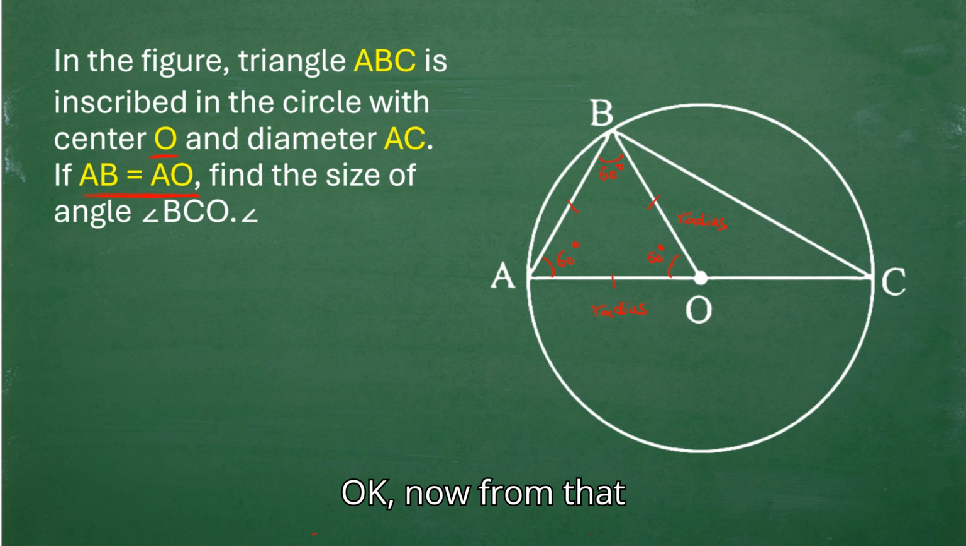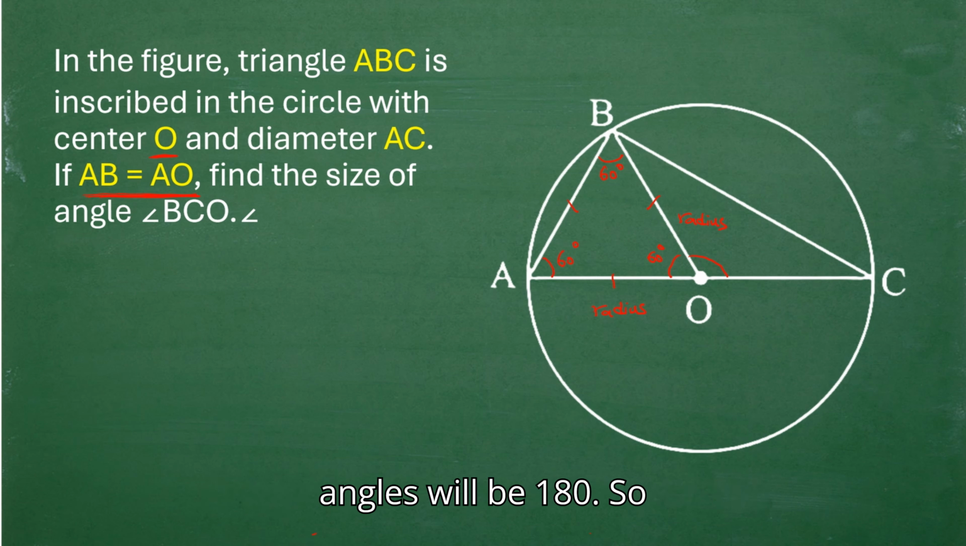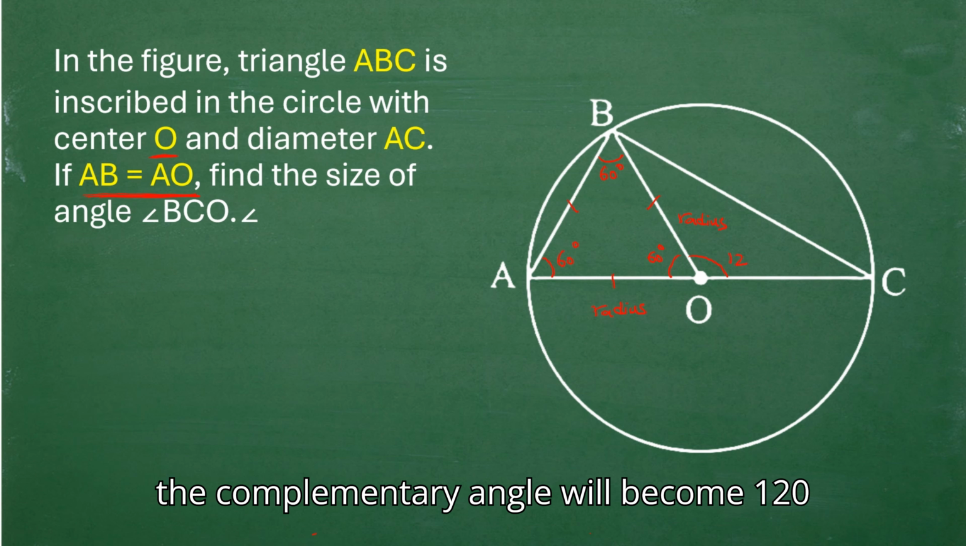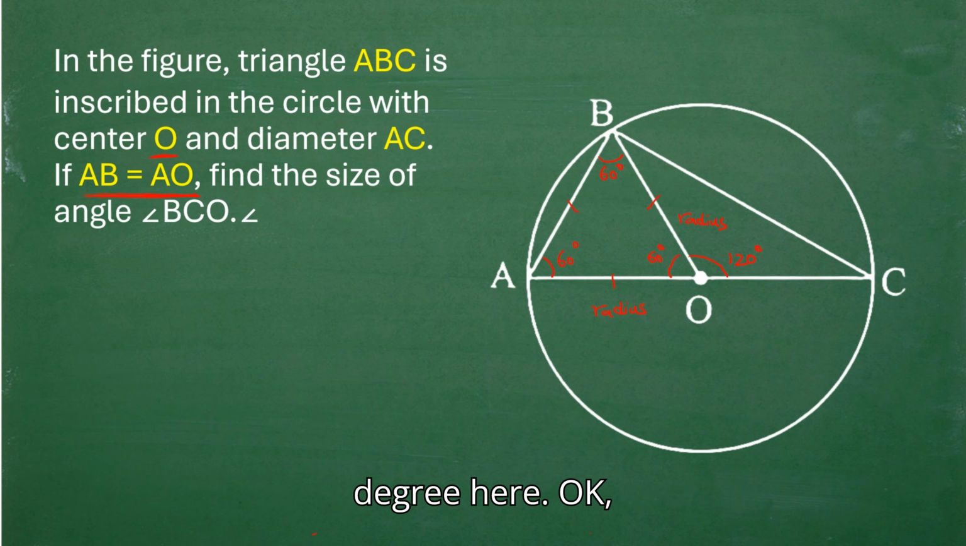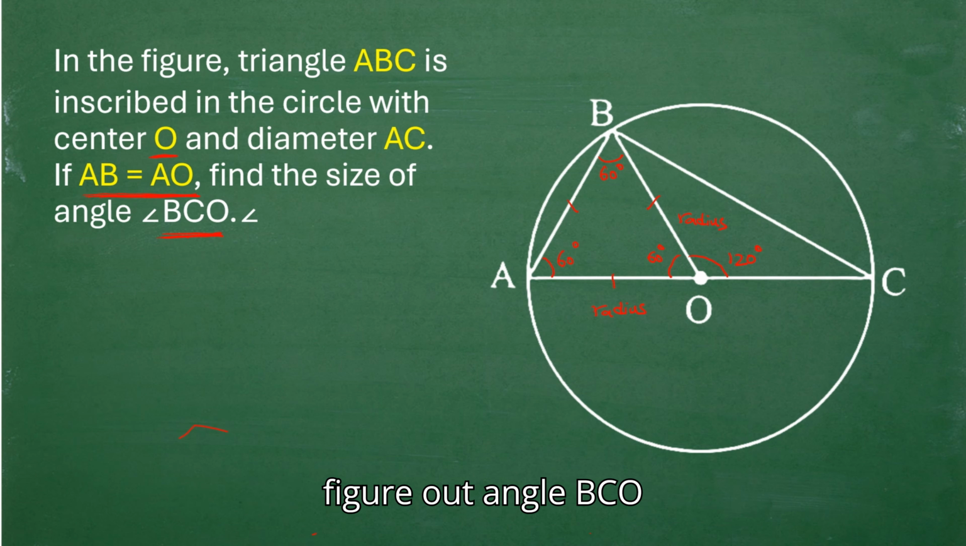Okay, now from that we can also figure out the angle BOC. Since I have a straight line, the sum of these two angles will be 180. So the supplementary angle will become 120 degrees here. Okay. Now in the problem, they're asking us to figure out angle BCO, that is this guy here.